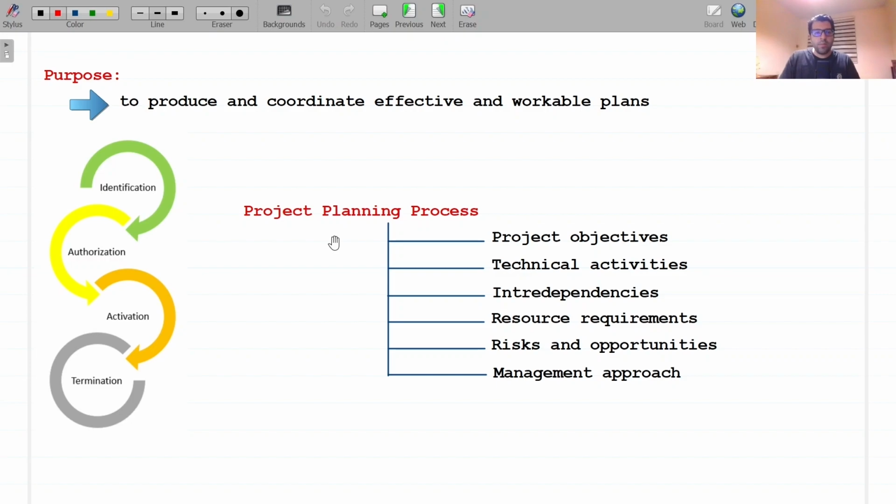The project planning process identifies the project objectives, technical activities, interdependencies, resource requirements, risk and opportunities, and management approach for the technical effort. The planning includes the estimates of needed resources and budgets and the determination of the need for project enablers, including specialized equipment, facilities, and specialists during the project to improve efficiency and effectiveness and decrease cost overruns.